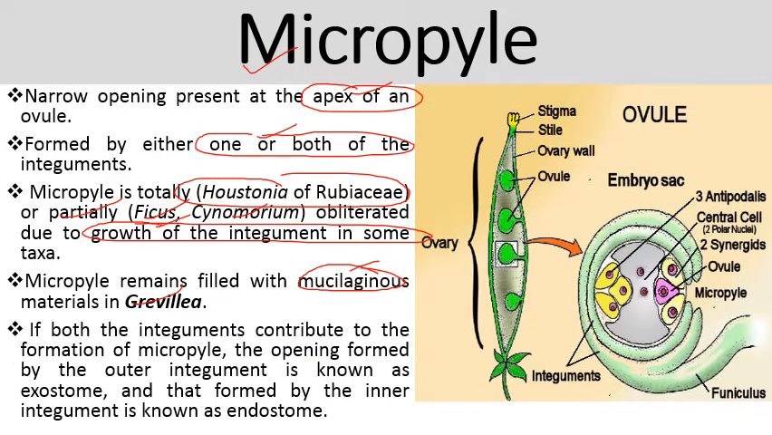If both the integuments contribute to the formation of micropyle, then we use different terms. If the opening is formed by outer integument, अगर opening बनती है outer integument से, it is known as exostome. If this opening is formed by inner integument, it is known as endostome. So ये हम terms use करते हैं on the basis of involvement of integument. कौन सा integument involved है? If outer integument is involved in the formation of this opening, it is known as exostome. If inner integument is involved, it is known as endostome.